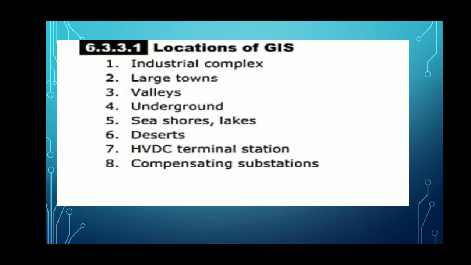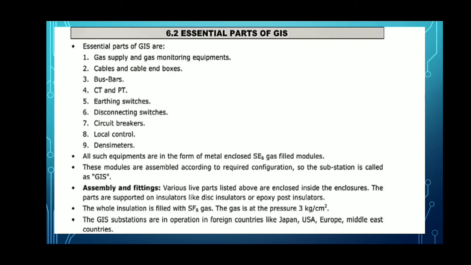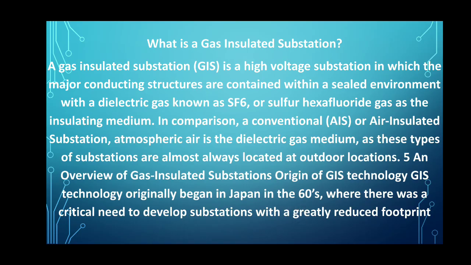And which materials are required? SF6 is the main gas used in the gas insulated substation. The main components of the gas insulated substation are gas supply and gas monitoring equipment, cable and cable boxes, bus bar, current transformer and potential transformer, earthing switches, disconnecting switches, circuit breaker, local control and densimeters. So all these things are required. Densimeters are used for the measurement of density. So the gas insulated substation requires SF6, sulfur hexafluoride gas, as the insulating medium.